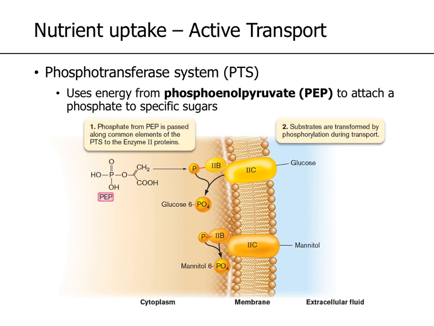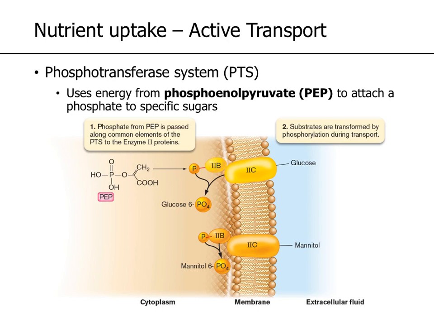Okay, so how this works. Inside the cell, you have PEP. Not in this picture, but there are other pictures describing the system in your book, and you'll see that there are a couple of other components that it uses to take this phosphate bond and pass it to several different proteins. So this phosphate here is getting transferred from this PEP molecule, and eventually it ends up on this enzyme 2B that you see.